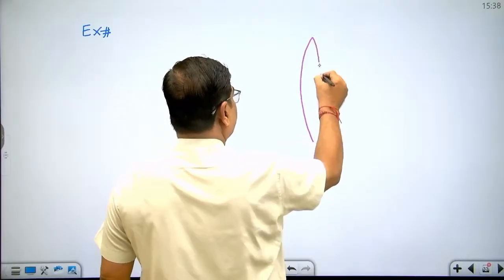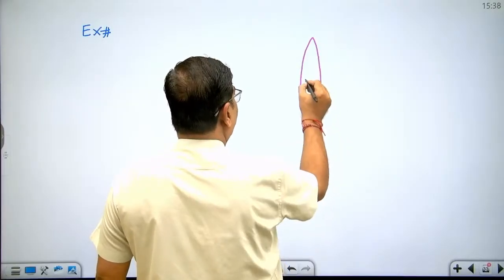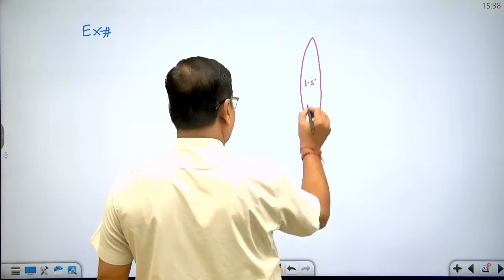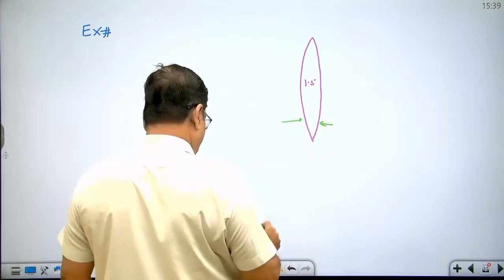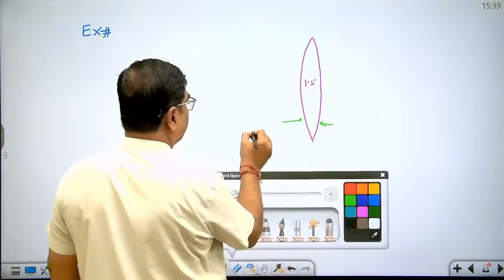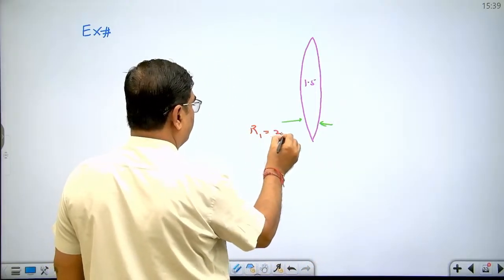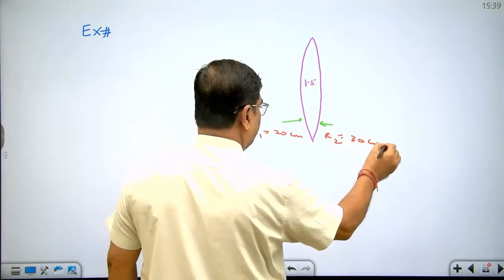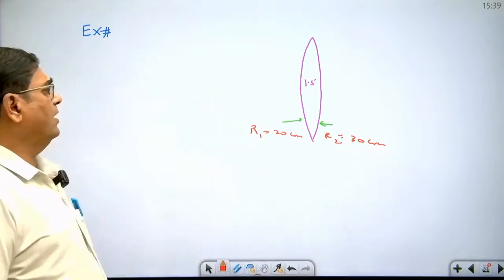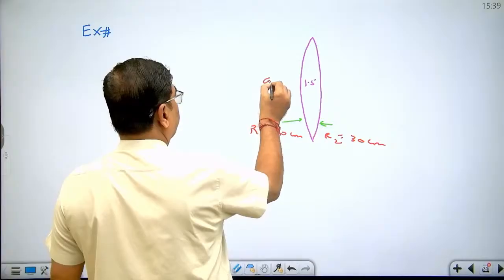Suppose this is a case of a thin lens having refractive index 1.5 and radius of curvature of the two surfaces R1 equal to 20 centimeter and R2 equal to 30 centimeter, and the lens is kept in air.